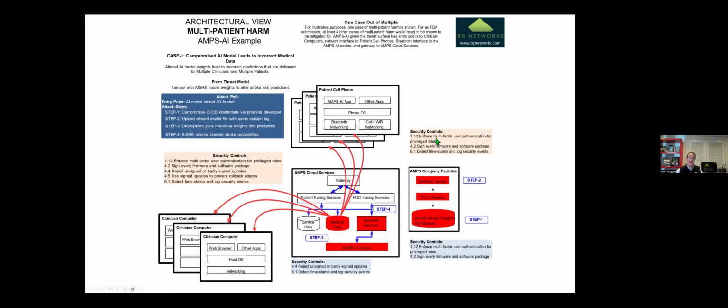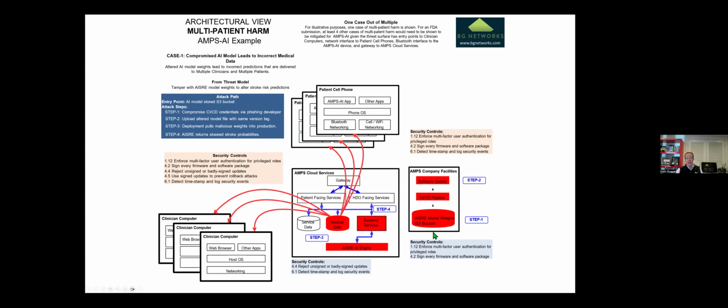And then we like to put the other controls that we have in place here so that the FDA knows that for multi-patient harm, we've got defense in depth, and we have controls in the patient's cell phone. We have other controls in the cloud that would help mitigate this risk.